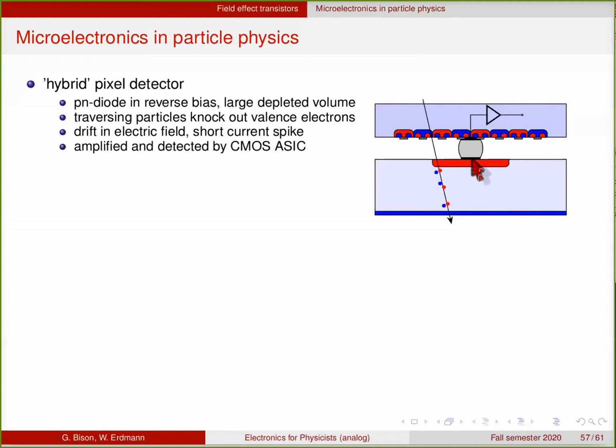And in order to do this, we connect this part of the diode with an integrated circuit that contains an amplifier. And this is symbolized here. So these are the transistors that you have in your readout chip, and they form an amplifier that amplifies the current spike, and this can then be read out to find particles.